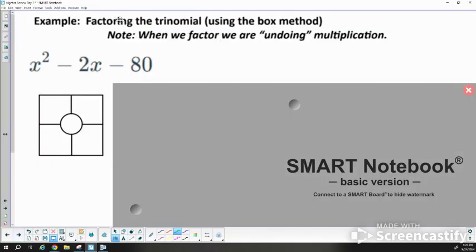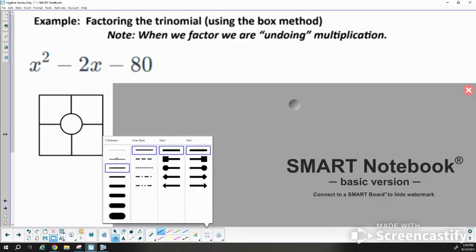If you look at the next example, our job is to factor the trinomial. I'm going to emphasize the box method. Well, think of it. Last week, we did multiplying. Factoring is the undoing of multiplication. So how do we set this up? That's kind of the tricky spot.